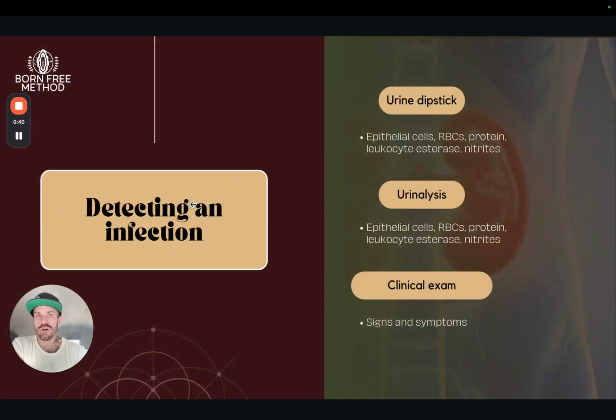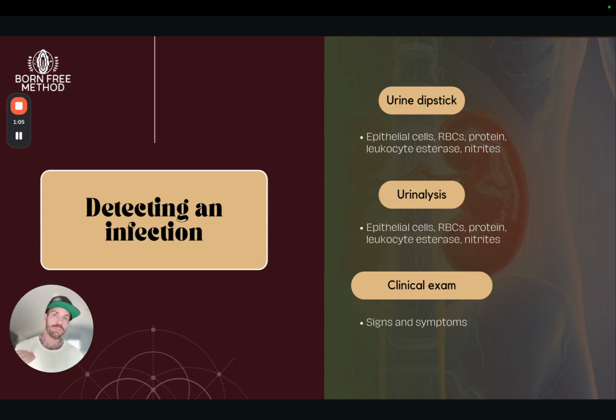But we have to start somewhere, and I think an important part of this conversation is how do we screen for a urinary tract infection. A urine dipstick is typical of any prenatal visit, whether you're an OBGYN or any type of midwife. Checking for epithelial cells, red blood cells, protein, leukocyte esterase, and nitrites is kind of the standard thing that we do on a regular basis.